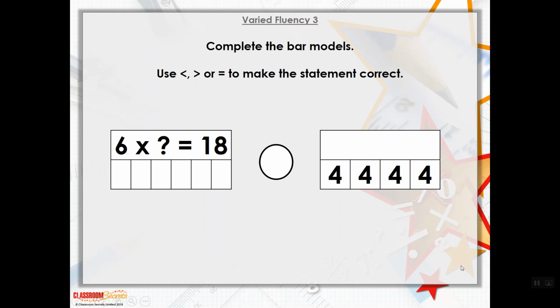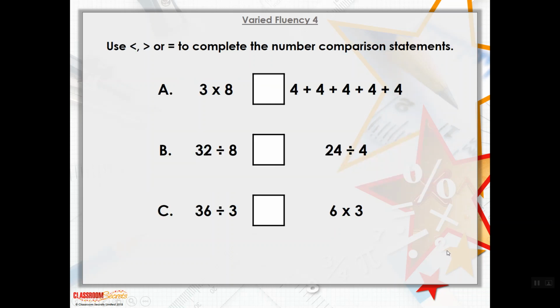Okay, let's have a look. So we had 3's in there, and this is 16. 4 add 4 add 4 add 4. 4 times 4 is 16. So 18 is greater than 16. Well done if you got that.